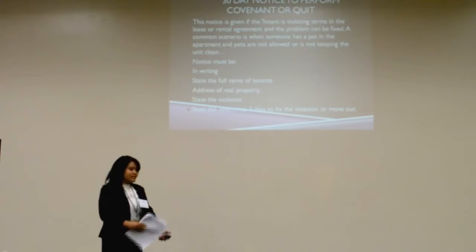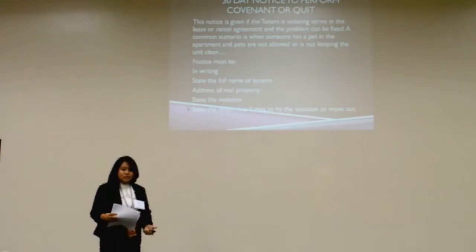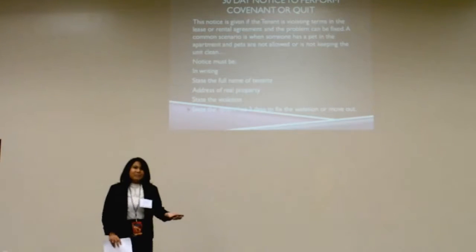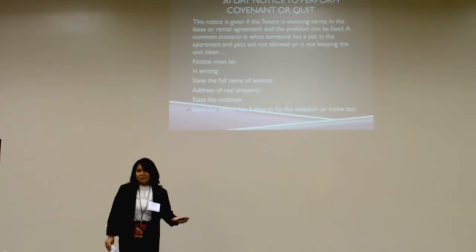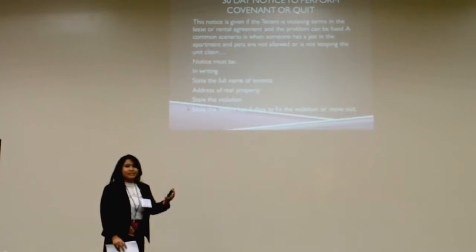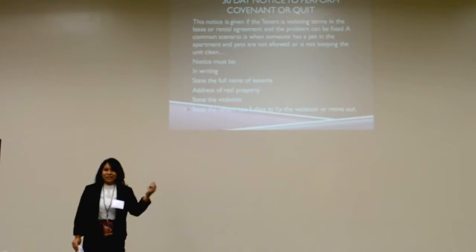First, we're going to do the 30-day notice to perform covenant or quit, and this notice is given if the tenant is just violating a term in the lease or rental agreement. So a common scenario is if you're not supposed to have a dog, but you still have your pet and they catch you. They can give you that notice and say you have 3 days to get rid of your poor puppy or you need to move out.